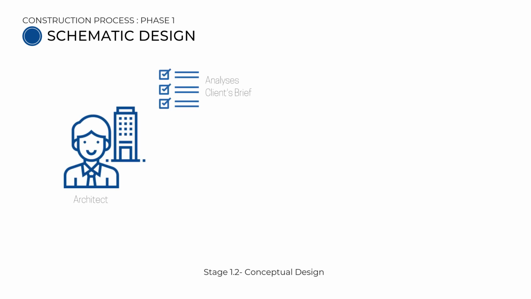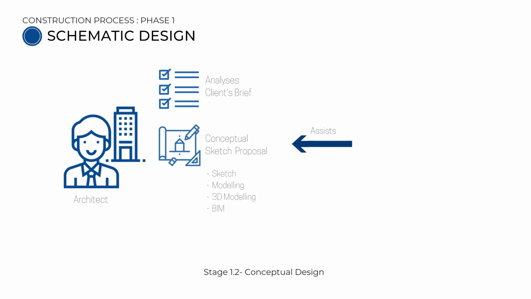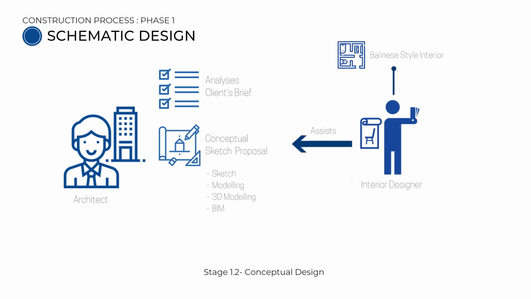Stage 1.2 is where conceptual design is carried out. The architect analyzes the client's brief and produces a conceptual sketch proposal which includes sketch modeling, 3D modeling, and building information modeling. He is also assisted by the interior designer, who is in charge of creating a Balinese-style interior and developing conceptual mood boards for texture, material finishings, and furniture.